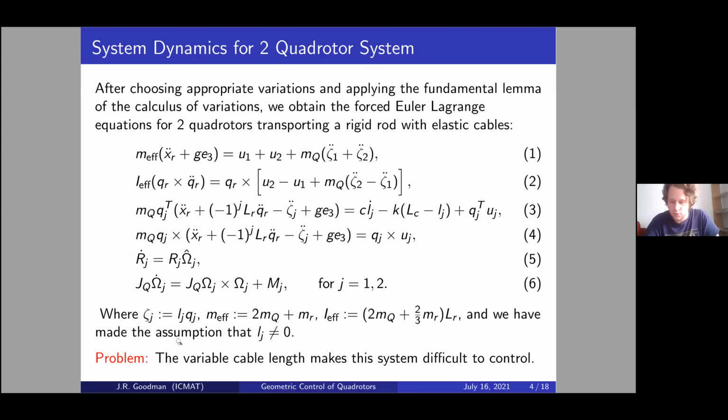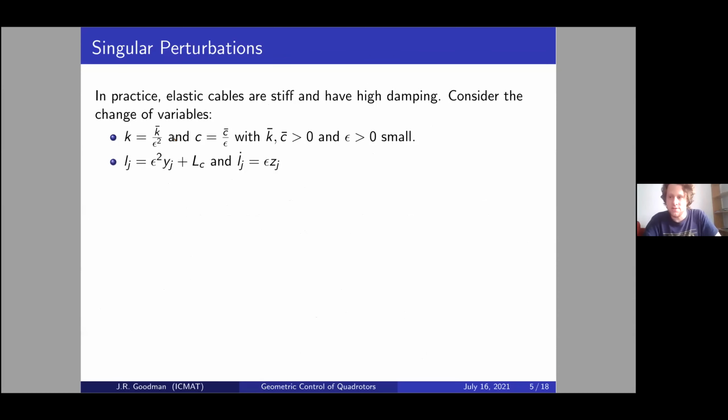So the first thing we'll do here is to take advantage of the fact that in applications, elastic cables are often very stiff and have high damping. This corresponds to the spring constant K and the damping coefficient C being quite large. So in particular, we can think of these as being modeled by some other constants divided by some small parameter epsilon, or epsilon squared here.